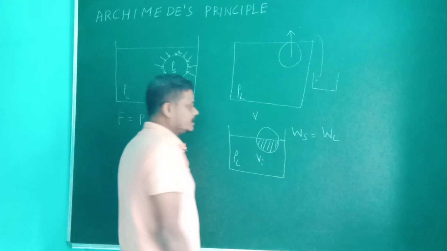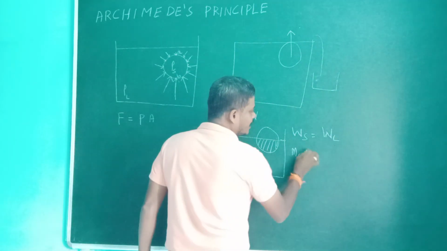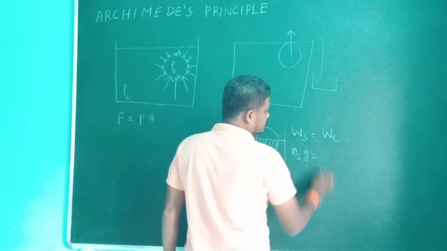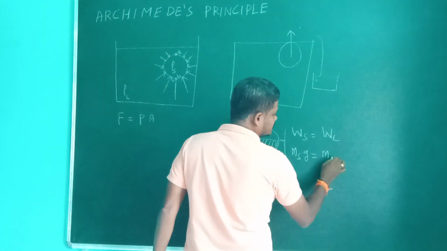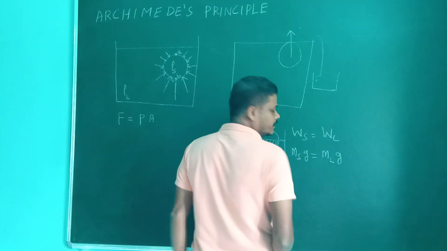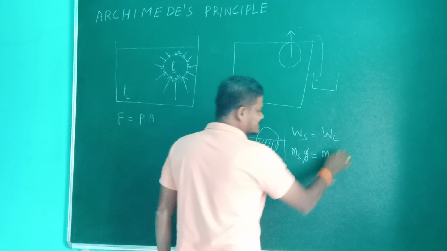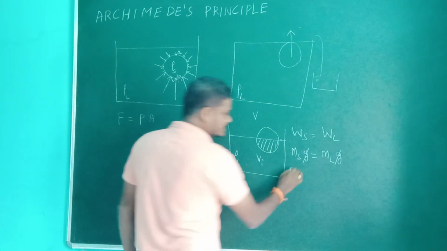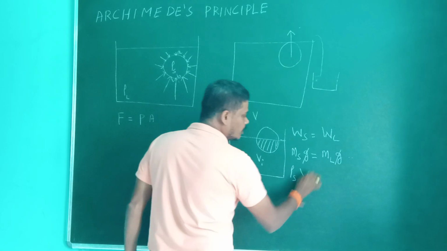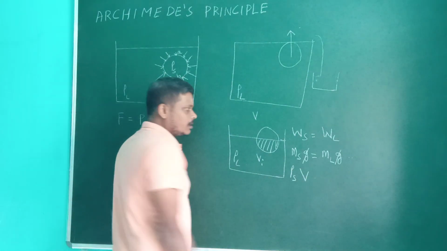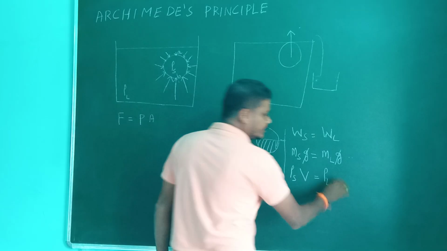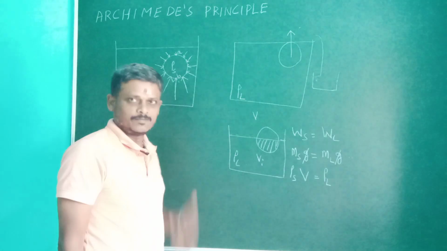What is weight of the solid? That is mass of the solid into acceleration due to gravity. What is weight of the liquid displaced? That is mass of the liquid displaced into acceleration due to gravity. These two get cancelled. What is mass of the solid? Mass of the solid is nothing but density of the solid into total volume of the solid. What is mass of the liquid displaced? That is the density of the liquid into volume of the liquid displaced.